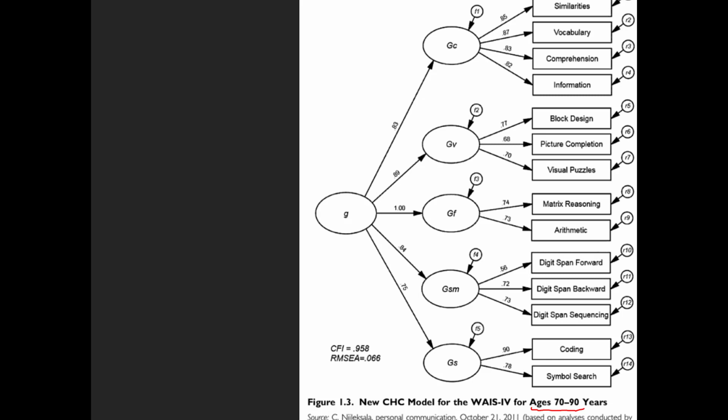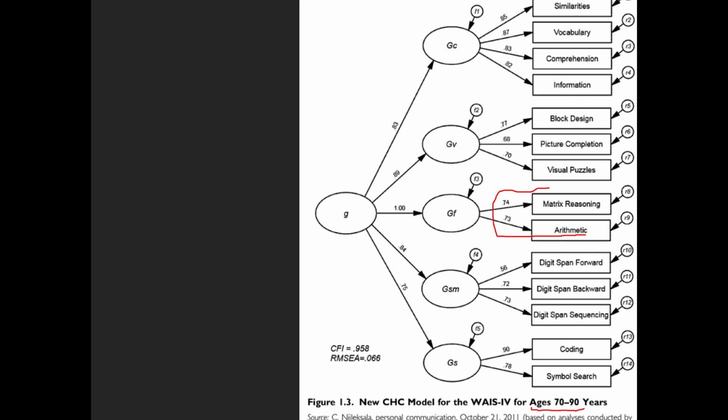There's a few other factors, and they load even slightly differently. So we've got a C, which probably stands for, gosh, I don't even remember what these GC and GV are, but you can see some differences in how these things load together. Matrix reasoning and arithmetic load together for people who are older.